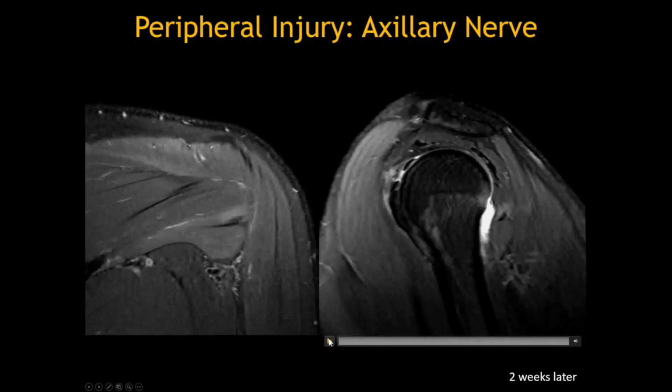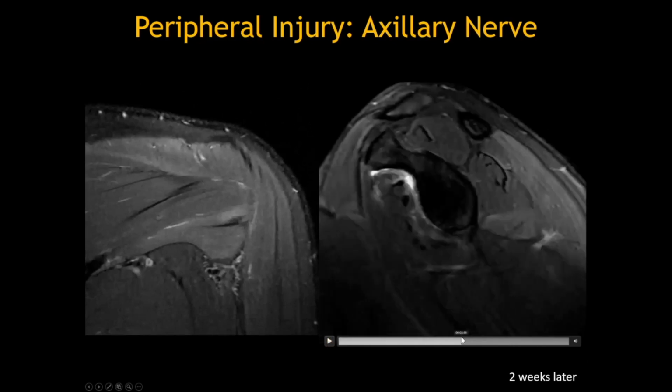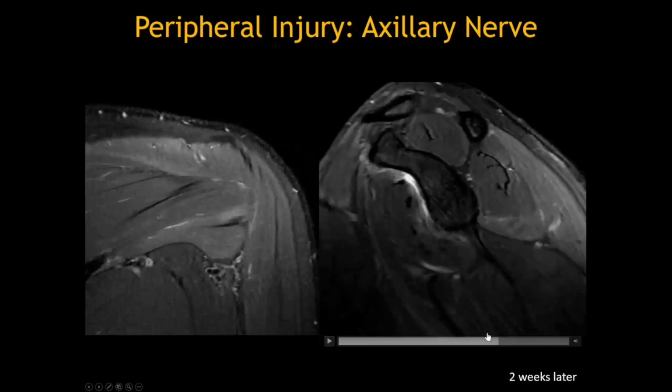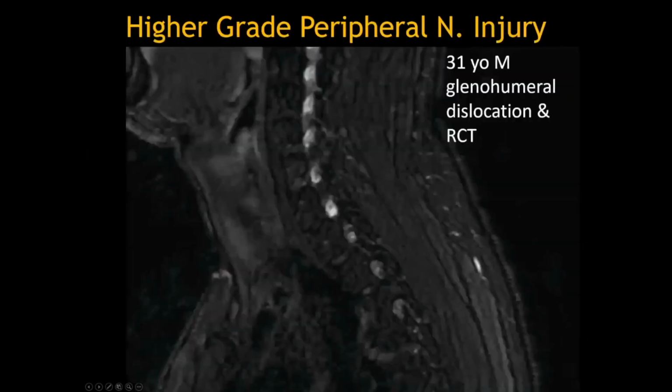And likewise, on the sagittal oblique images, we can see the axillary nerve as it travels within the quadrilateral space here. Again, you can see that it is enlarged here as it arises from the posterior cord of the brachial plexus.